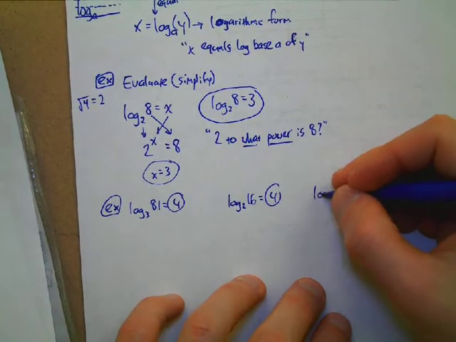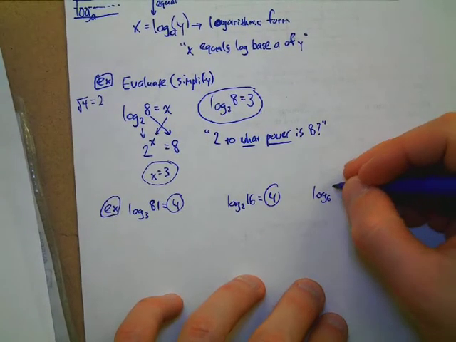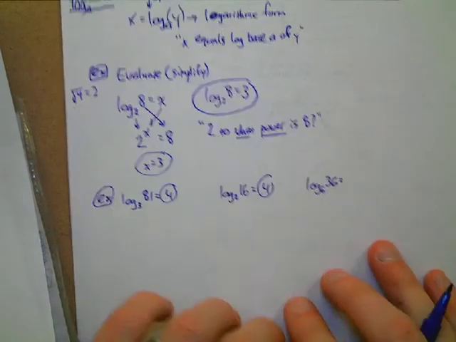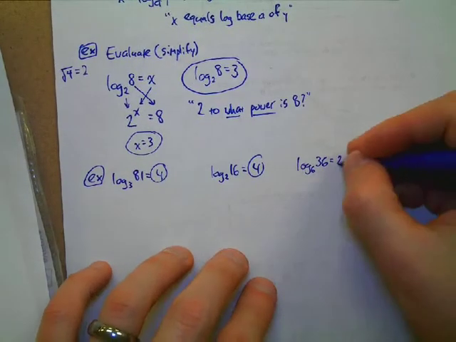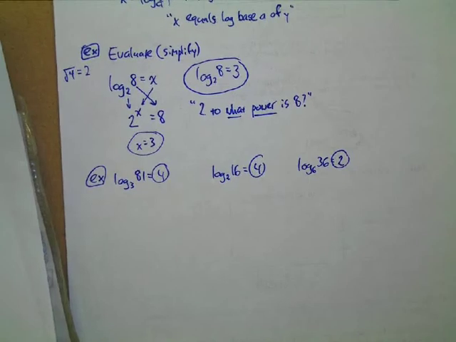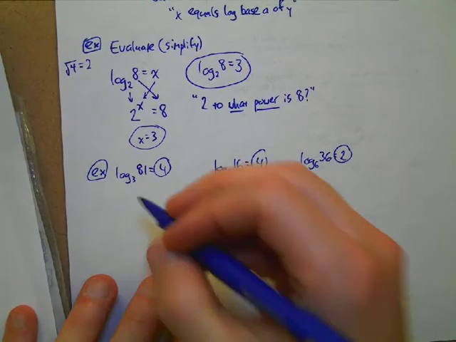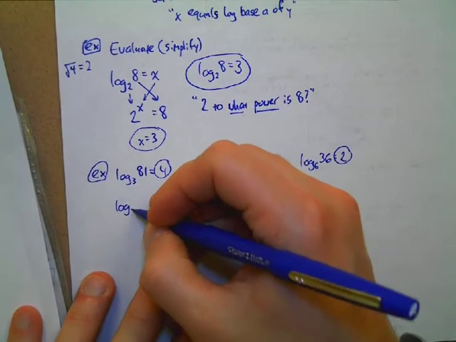Let's try another one. Log base 6 of 36. 6 to what power gives us 36? To the 2. Okay? See? Don't need a calculator for these, right? You just have to ask yourself the right question. Okay? Let's try some more here. I'll make them a little bit trickier now.